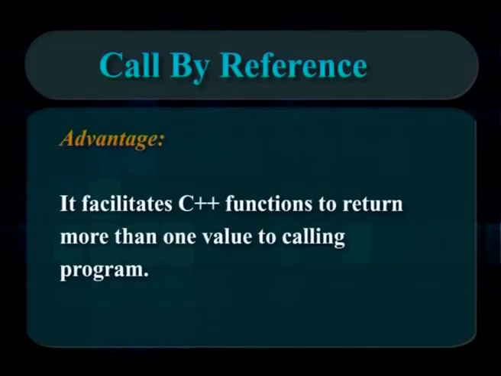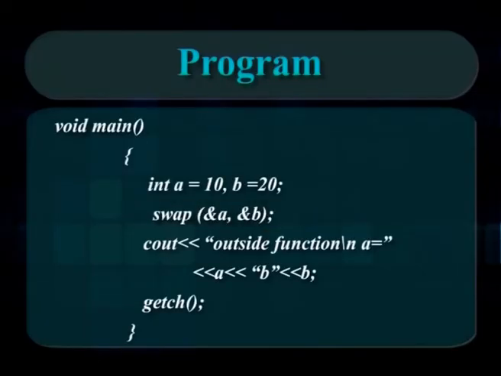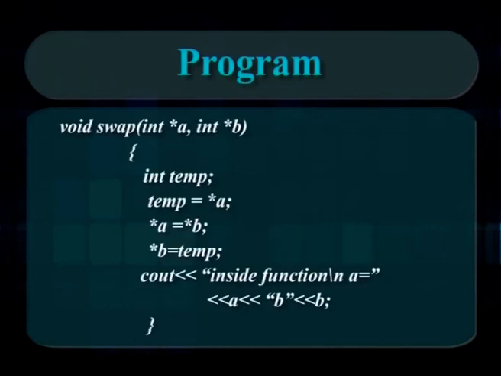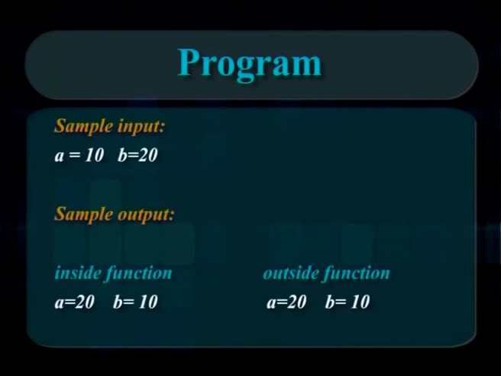The other advantage of using it is that it allows C++ functions to return more than one value to the calling program. The same program of swapping variables can illustrate this. Here, the arguments are passed as reference. You can see here that swapping is done with the actual addresses of the variables, that is why the output shows that a is equal to 20 and b is equal to 10 outside the function, that is, the values are exchanged.